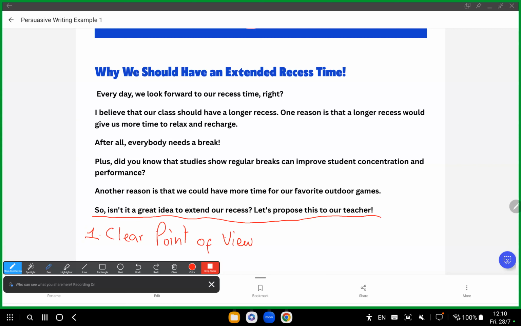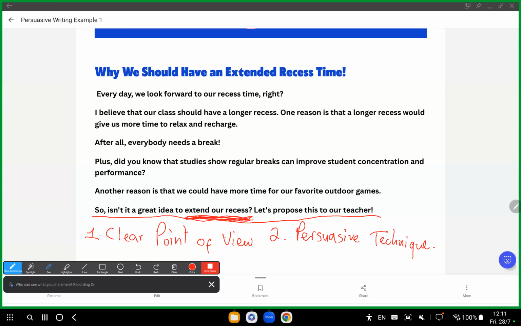So right here in the beginning, isn't it a great idea to extend our recess? That is the clear point of view of the sentence. That's what they're trying to persuade us about. Number two, they use a persuasive technique. So that clear point of view comes in the form of a rhetorical question.